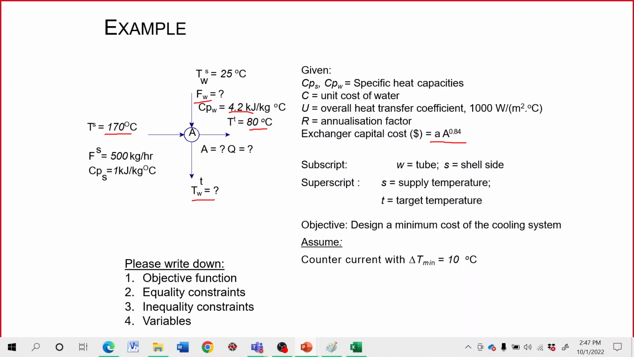Okay. So now, anybody wants to share what the objective function is? Yeah, Daniel. Hi, Doctor. Objective function, I think, is to minimize the use of water. Okay. Only that.